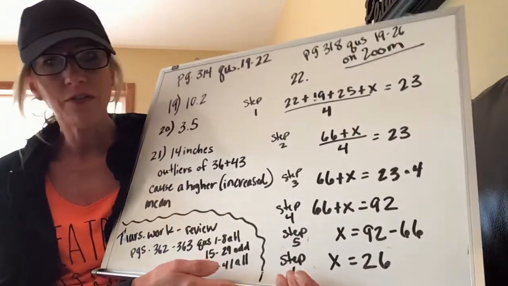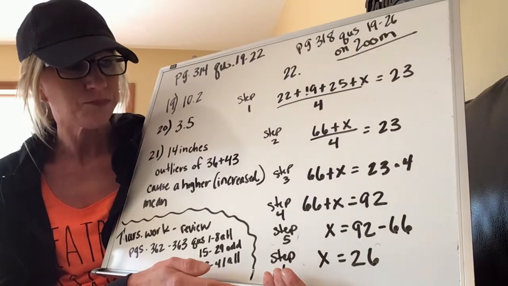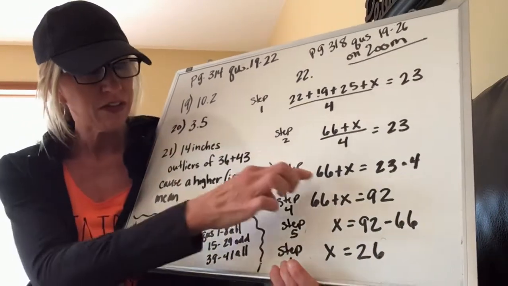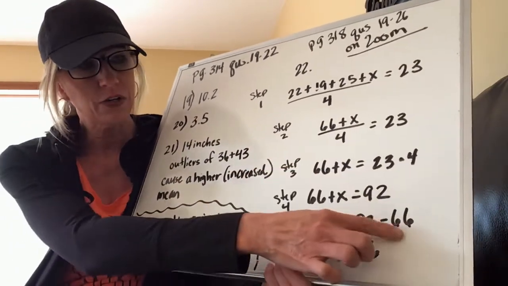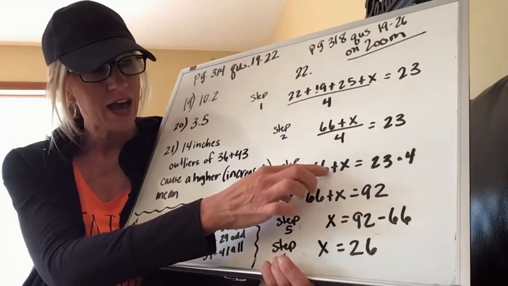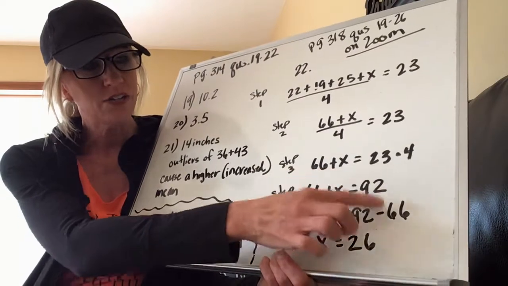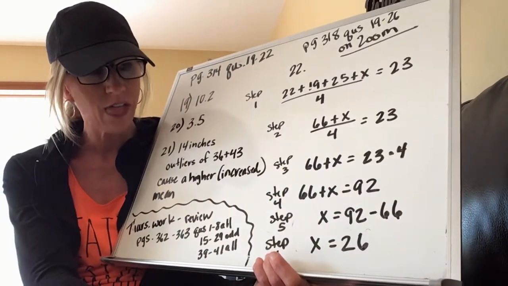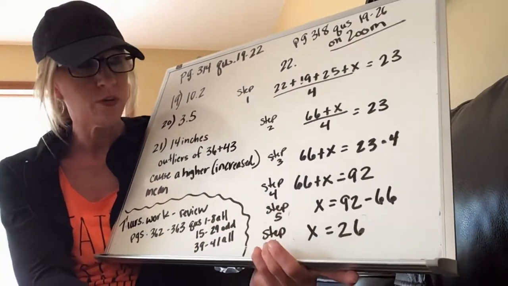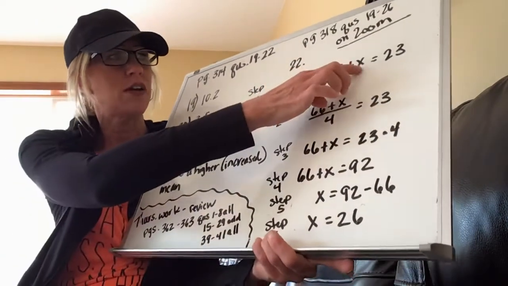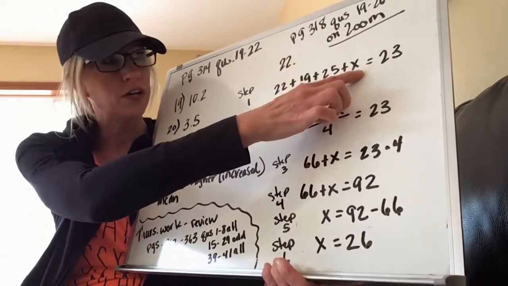And now I'm still solving for x. So we have to get x alone. So now I'm going to take my 66, and I'm going to bring it over to this side. Since it's adding on this side, it's going to be subtraction on that side. So now we take our 92 minus our 66. X equals 26.